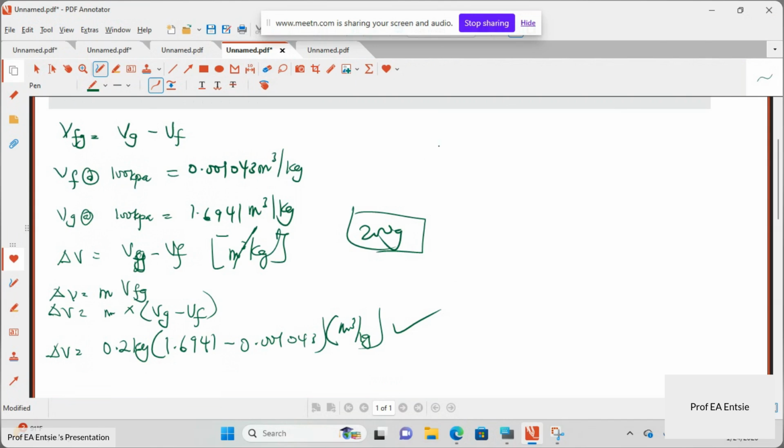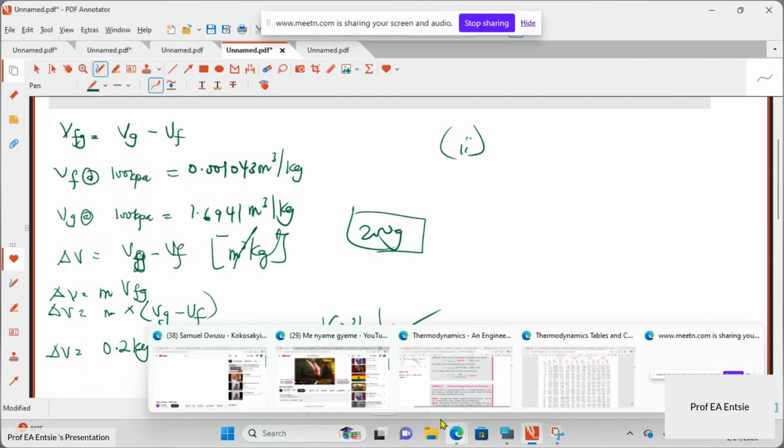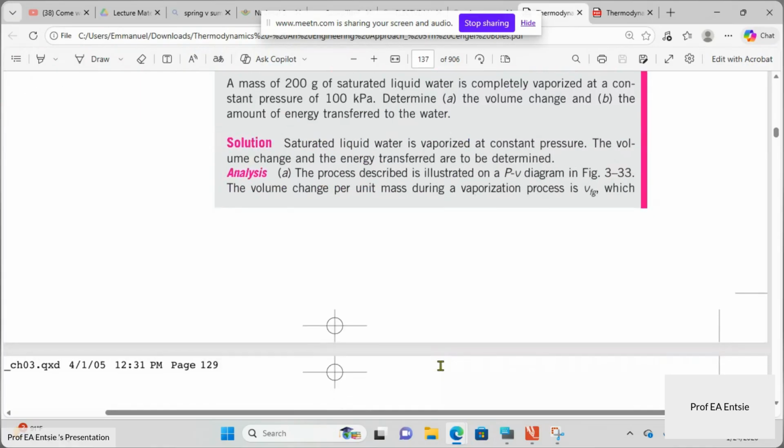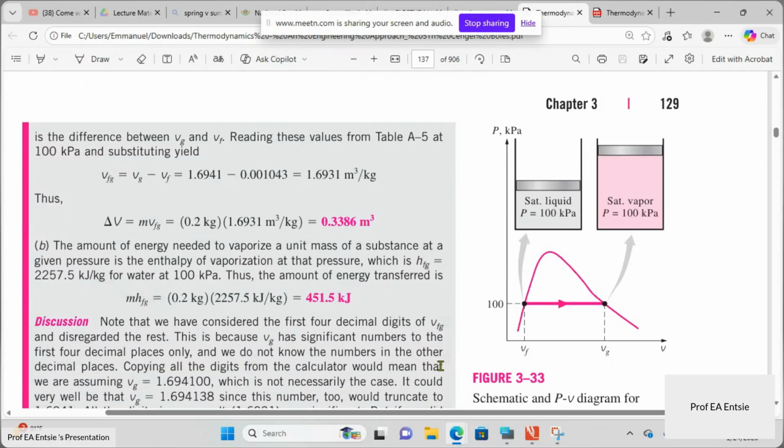Then if you want the second, which is the energy. The energy transferred to the water, that is the enthalpy. So that one too, you find the enthalpy for the saturated vapor, which is hg minus hf, because they said hfg. hfg will be hg minus hf at that same 100 kilopascal, right? Then you multiply it with the mass. So this is like the first one we did. You find the difference and multiply with the mass.